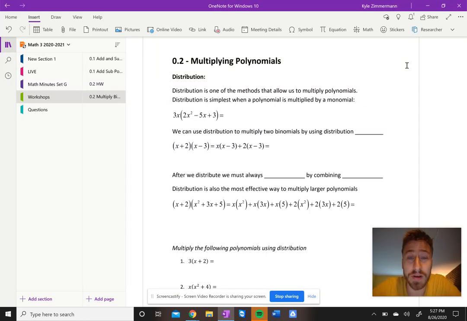Hey team, we're going to go ahead and look at a technique in multiplying polynomials, and we're going to examine the class notes. Let's go ahead and dive in.